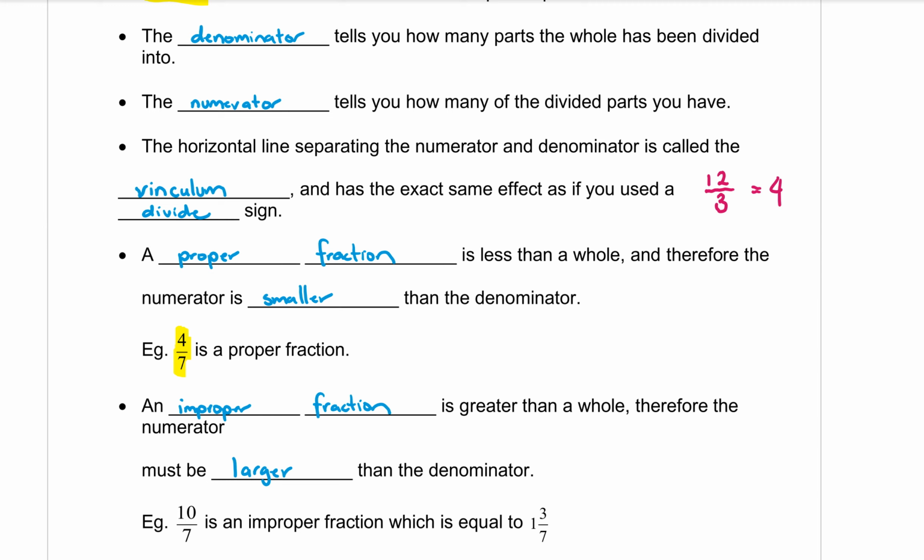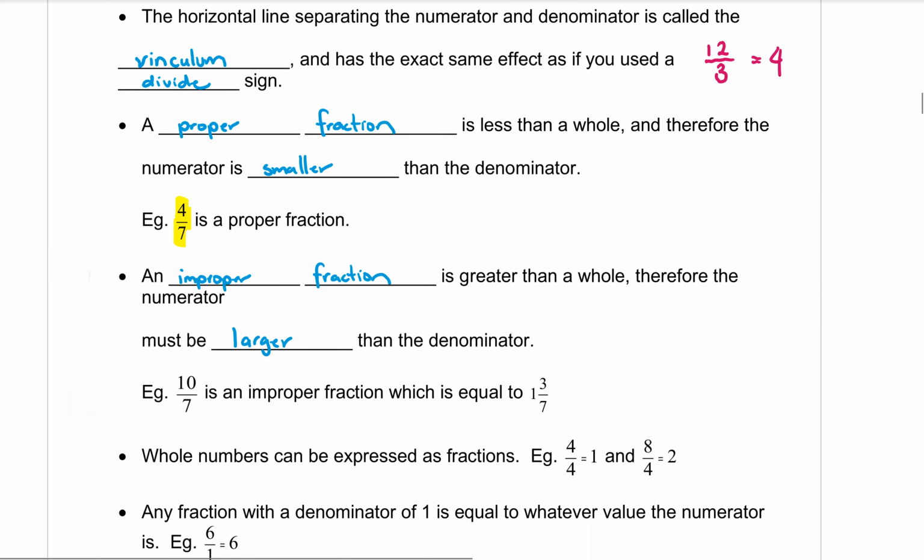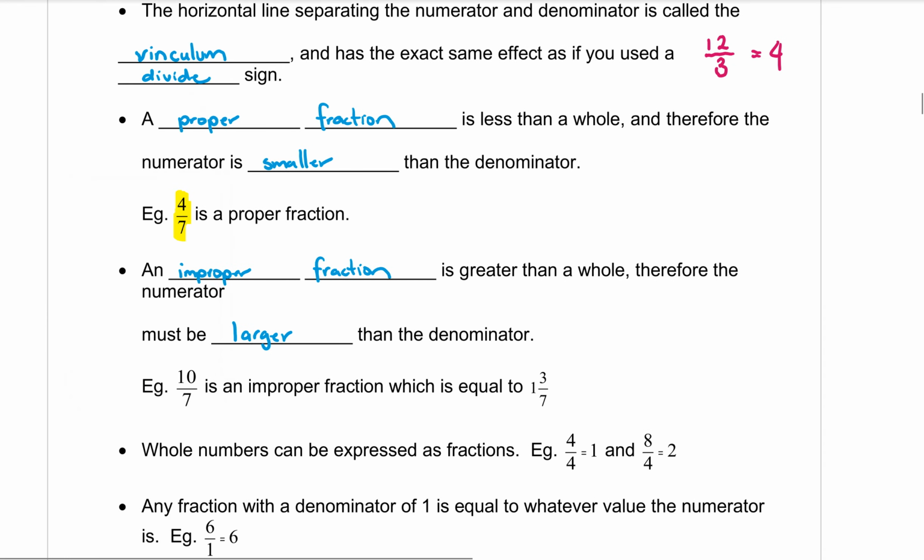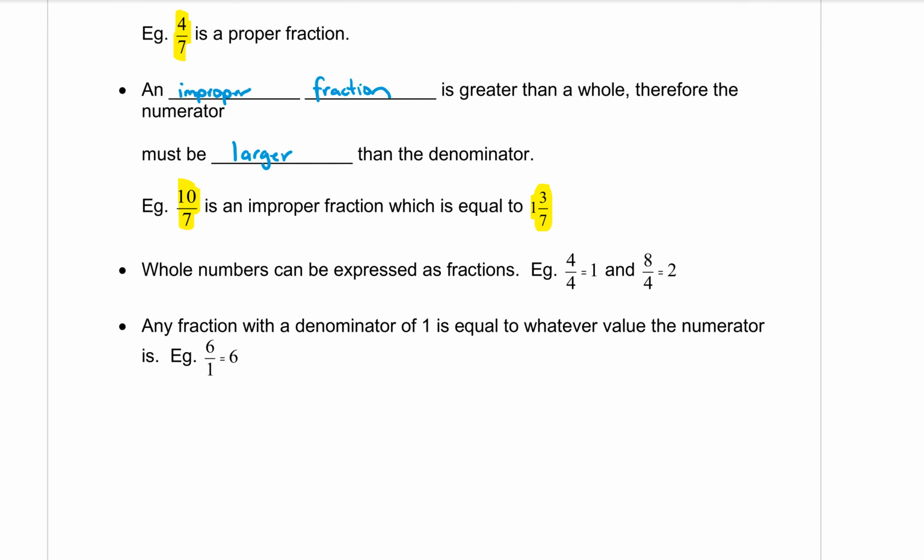Then the next type of fraction we're going to talk about is an improper fraction. An improper fraction is greater than 1 whole, and therefore the numerator must be larger than the denominator. So for example, 10 over 7 is an improper fraction, and it is actually equal to 1 whole and 3 parts out of 7, and we call that a mixed numeral. We'll be learning how to convert those in a later lesson.